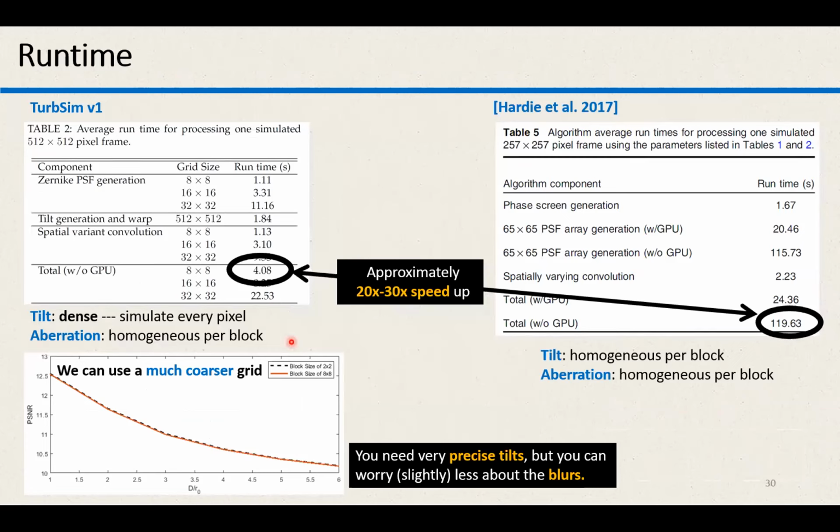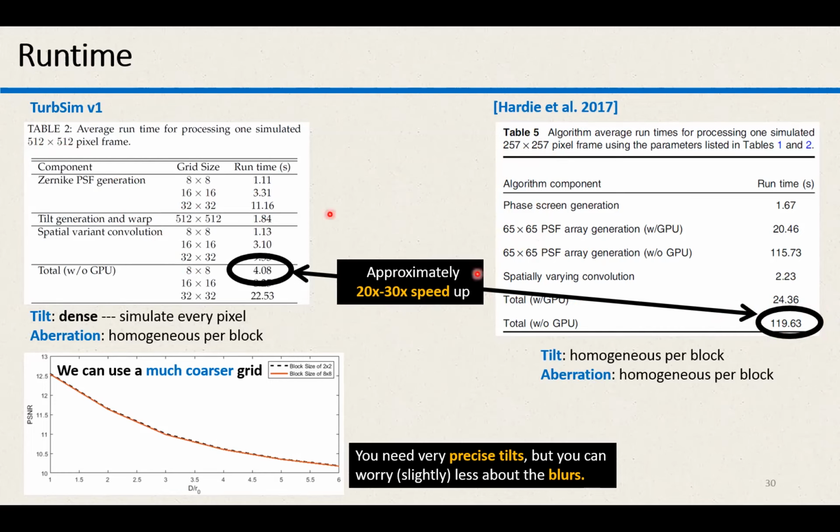Now, about the runtime, we all care about the speed. It turns out that the new simulator takes about 4 seconds with a GPU compared to 120 seconds without a GPU. This is about a 20 to 30 times speed up. Of course, if you pay attention to this result, you notice that they are using a 65 by 65 grid over a 257 by 257 image. We are using an 8 by 8 grid for a much bigger image. So you may wonder, okay, this comparison may not be fair.